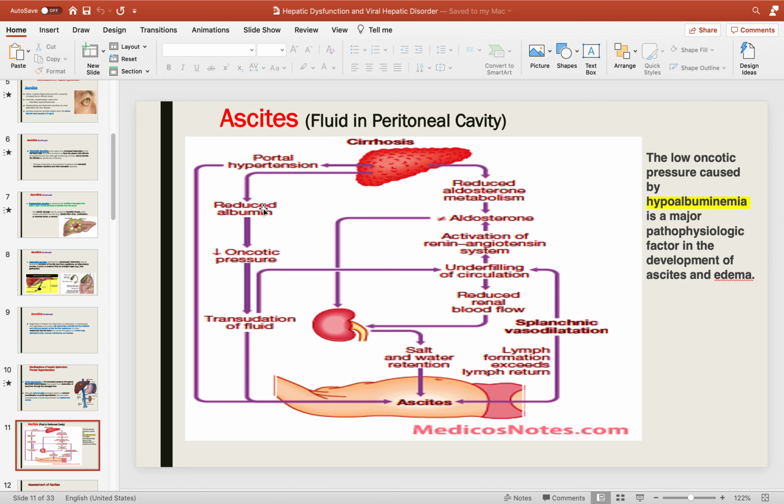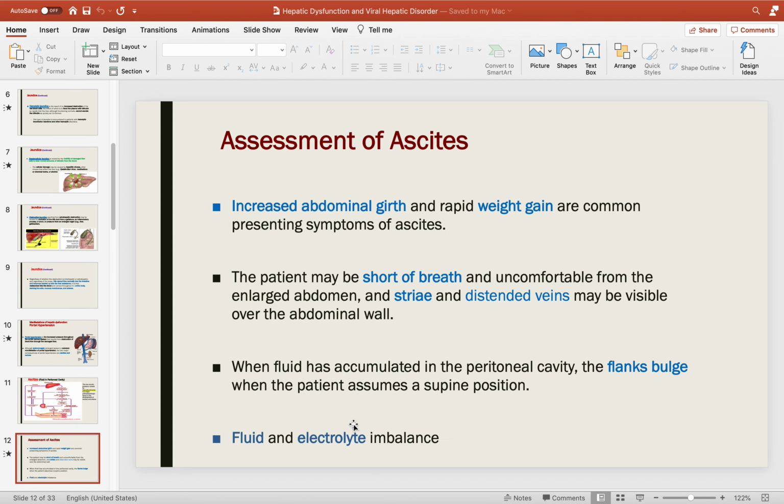When there is a reduction of the albumin level, this will lead to a decrease in oncotic pressure, and this will lead to the accumulation of fluid in the abdomen, ending in ascites. So it is very important to understand that low oncotic pressure caused by low albumin is a major cause of the development of ascites. There are other types of pathophysiology too, but this is one of the major ones related to the liver. You have to understand that portal hypertension and reduced albumin all lead to ascites.